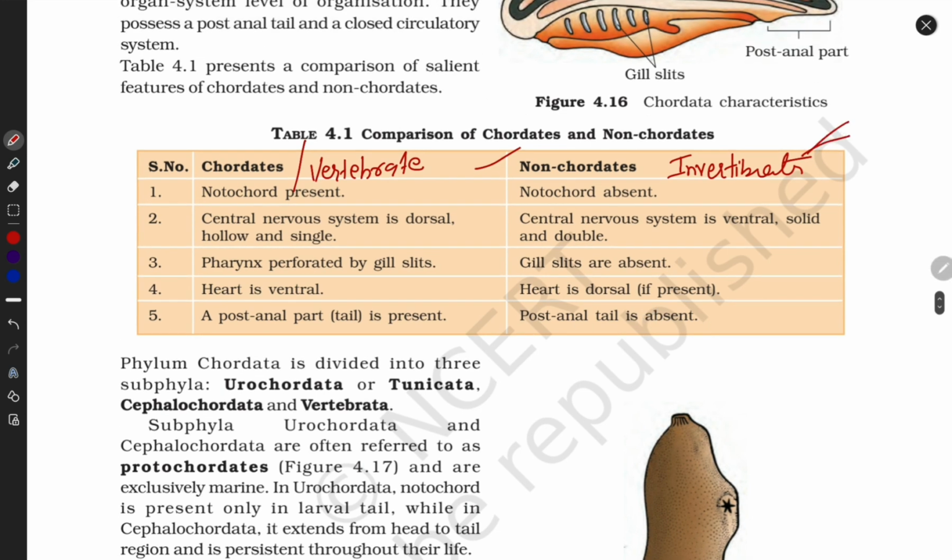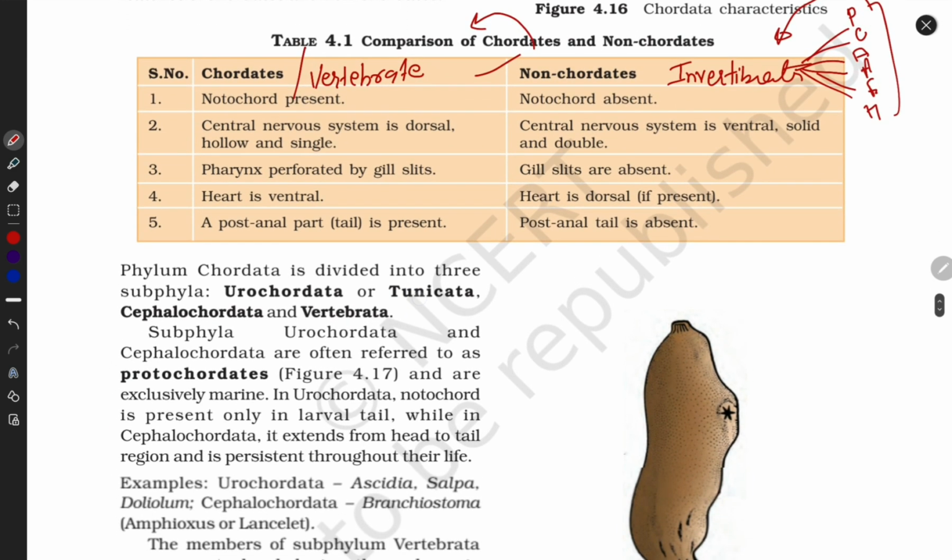Non-chordates consist of, guys, Porifera, remember? Porifera, Cnidaria, Ctenophora, Arthropoda, Annelida, Echinodermata, Hemichordata, Platyhelminthes, Aschelminthes. They are present in invertebrates because they do not have a vertebral column. But now a little bit advanced after hemichordates, we are going to study chordates, and let's take a quick view of the difference between chordates and non-chordates.